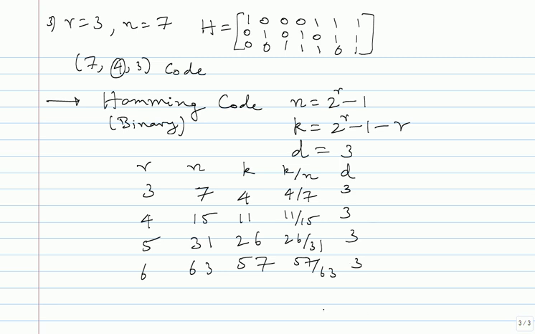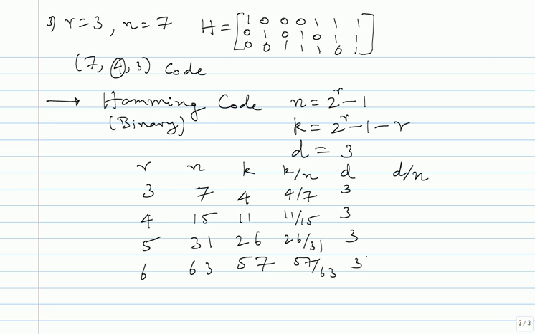This increase is not very great. Why? Because d is still 3 and n is increasing. You can only correct one error out of, say, 63 here. There you could correct one error out of 7 bits, which is probably good. But you'll see quickly that what is more important is d over n, and not just d.